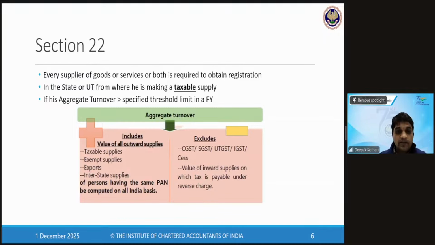So you will include all the supplies and you will exclude the taxes and value of inward supplies. On RCM, we have to pay tax, sir. Yes, you have to pay, but it will not be included in the calculation of aggregate turnover.